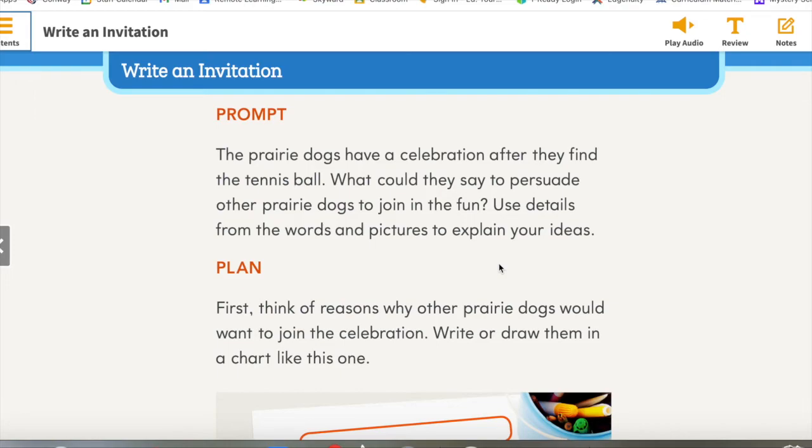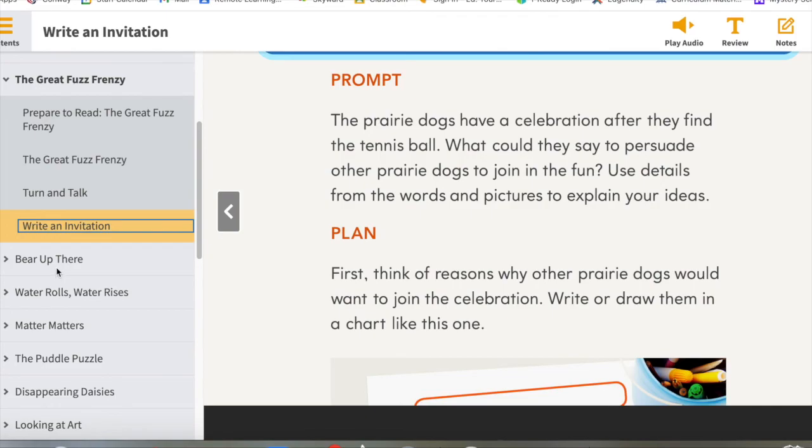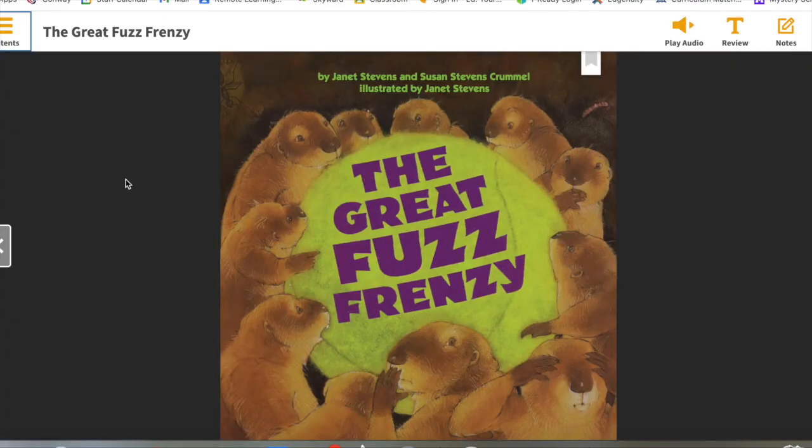The idea for this invitation is the prairie dogs are going to have a party, and what could they say to persuade other prairie dogs to come join the fun and join the party? So this week, the writing is not required, but it's a great idea if you want to stretch your writing skills. However, the most important thing you're going to do this week in this lesson is read The Great Fuzz Frenzy and make connections to yourself, to other stories, or even to real life and the rest of the world.